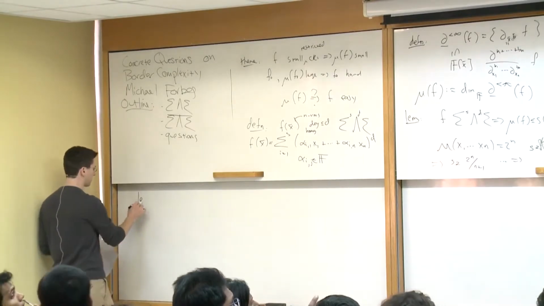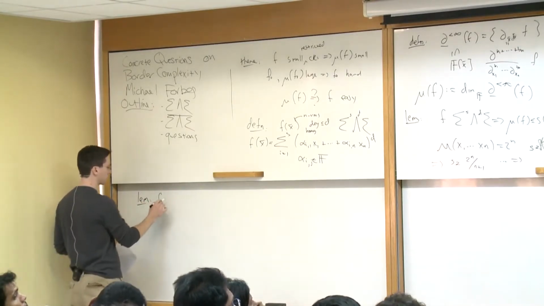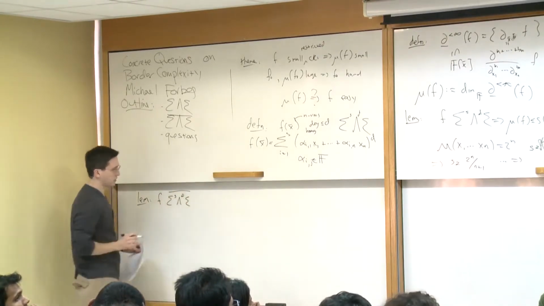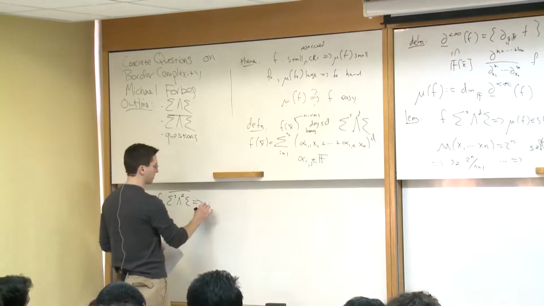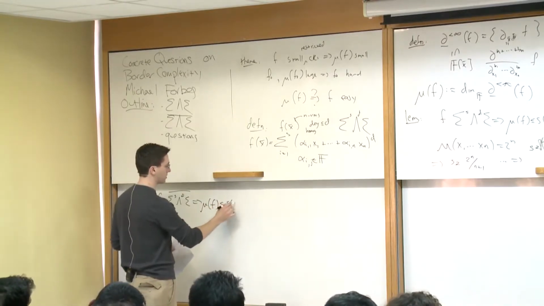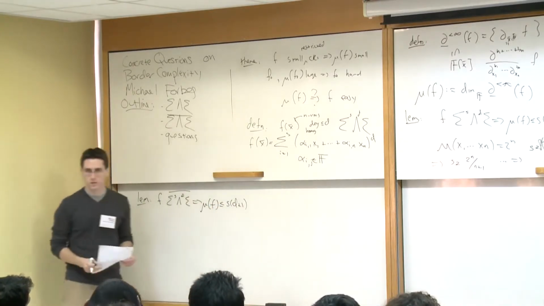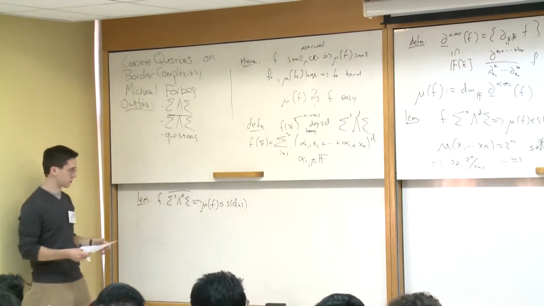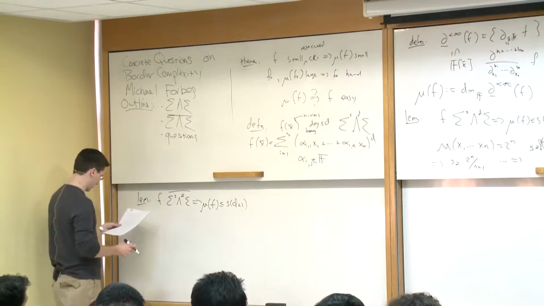Okay, so the lemma here is that suppose that you have something in the border. We want to say that this implies that the measure of f is still at most s times (d plus 1), which is the same thing it was as before. So taking this closure doesn't do anything to the measure. Okay, so how does the proof go?